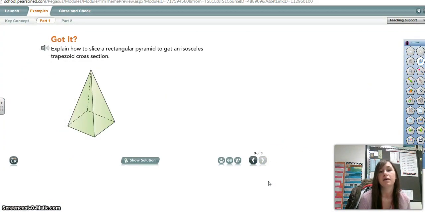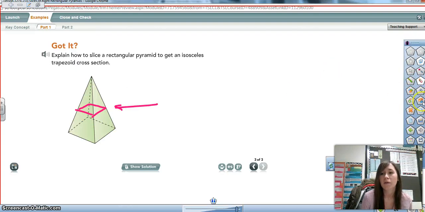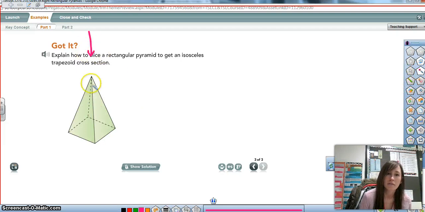Explain how to slice a rectangular pyramid to get an isosceles trapezoid cross section. We've looked at how when you cut horizontally, you get a rectangle. When we cut vertically down on it, we saw that we got triangles. Can you think of how we could cut this shape so that we would actually get a trapezoid?